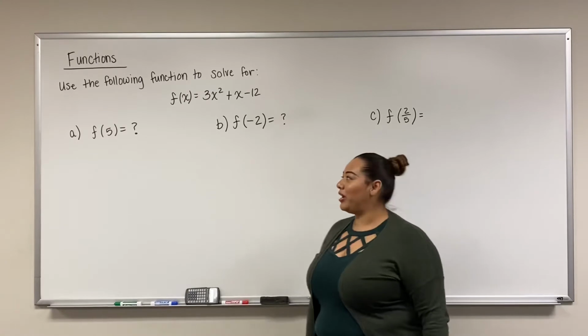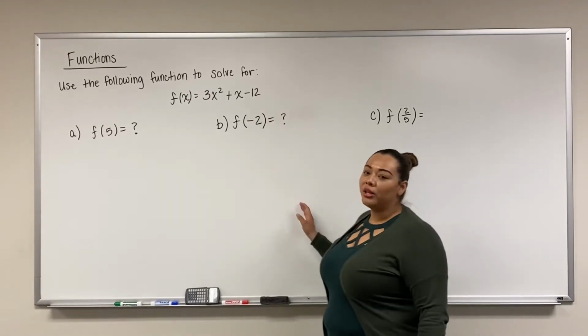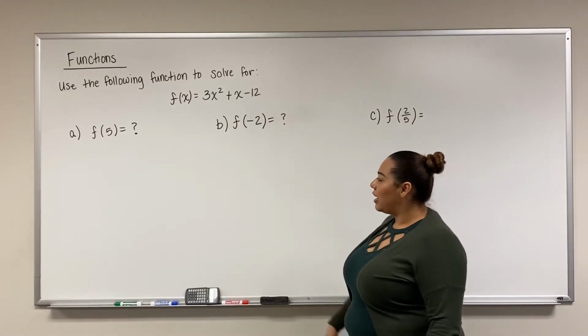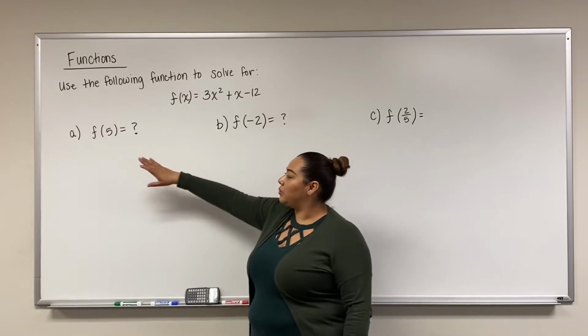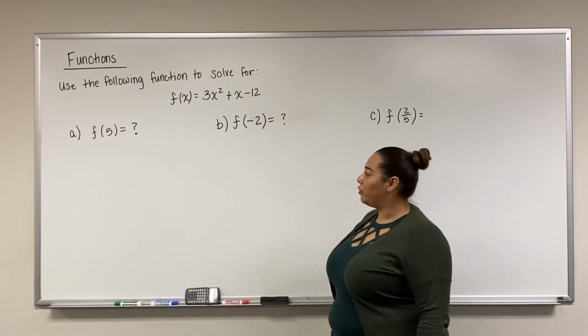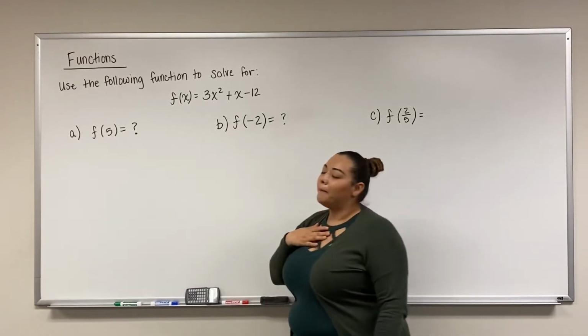So today we're going to be working on functions. We're going to be using this function for all three of the problems. It says use the following function to solve for, and then whatever it's asking us, like this one, it'll be f of 5, f of negative 2, and f of 2 over 5. The function that they gave us is 3x squared plus x minus 12.